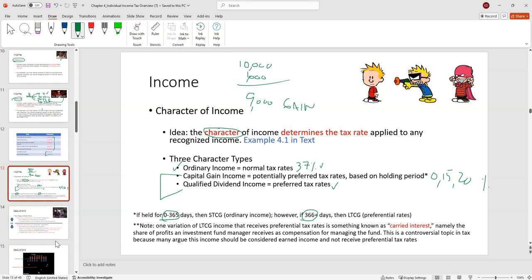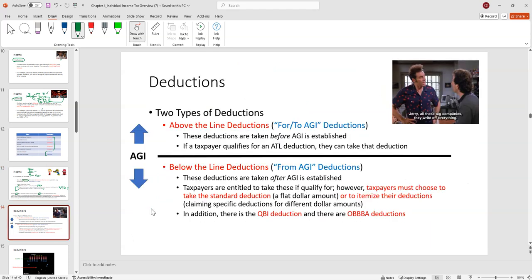Okay, so we have our income, right? We figured out what funnels through there with Kirby. So we have our gross income. The first thing we're going to do is make some adjustments to that, right? So we'll have our above the line deductions, which will get us to our AGI. Then we'll take our below the line deductions. We have a whole chapter on deductions, right?